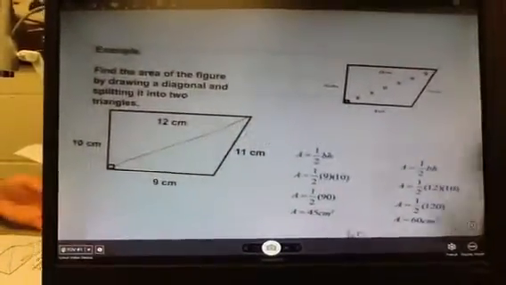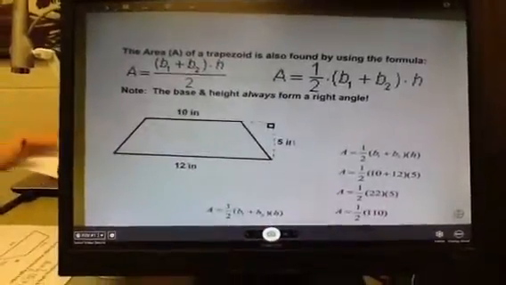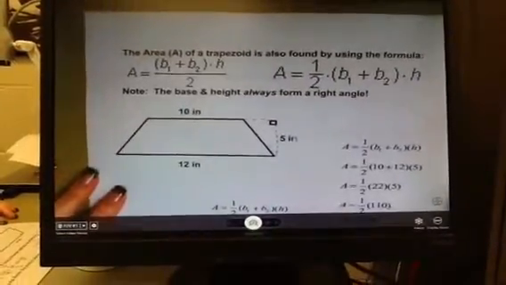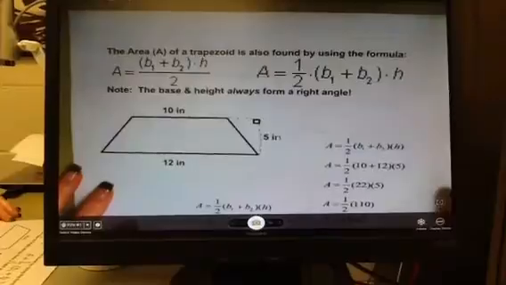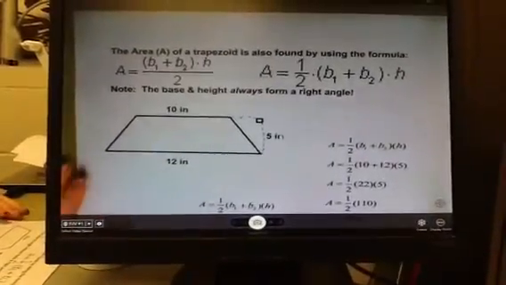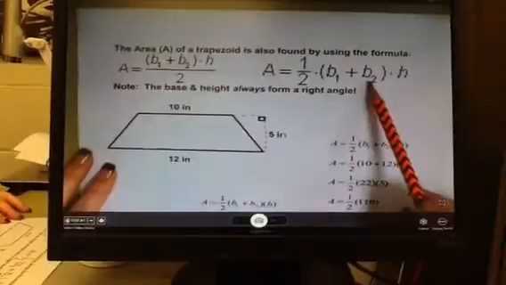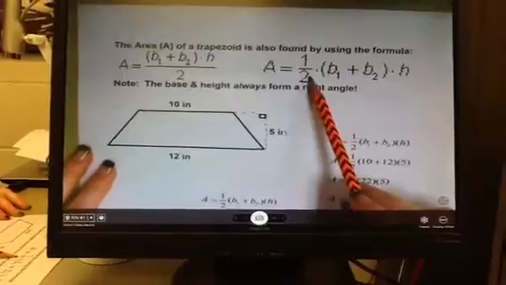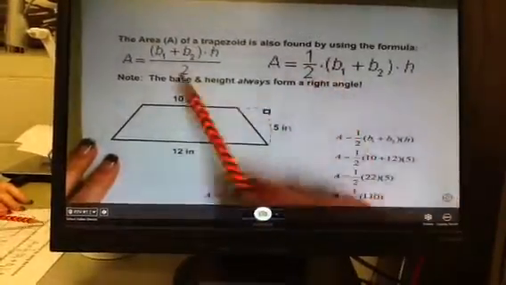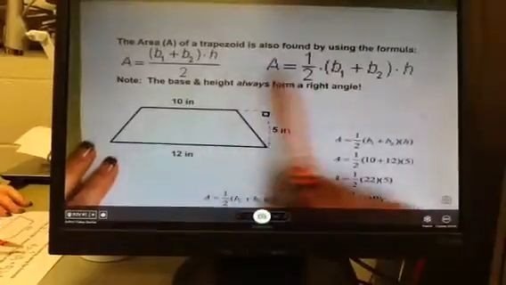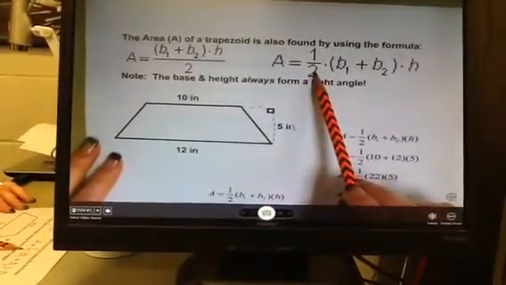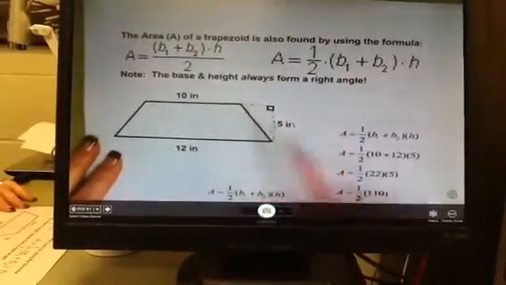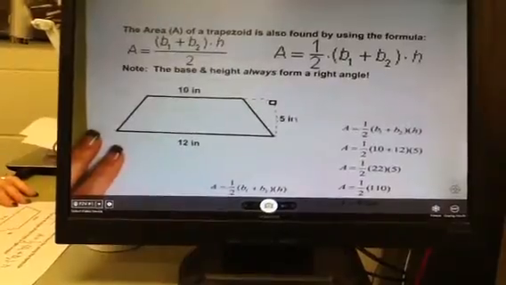So now we're going to look at the other way to find the area of a trapezoid. This way is by using the formula. We've had a formula for all of our shapes so far, so here's a formula. We have base 1 plus base 2 times our height, and we're going to then multiply it by 1/2. Instead of multiplying by 1/2, you could also divide it by a 2, because dividing by 2 and multiplying by 1/2 mean the same thing. Here's your note you always need to remember. Your base and height will always form a right angle.